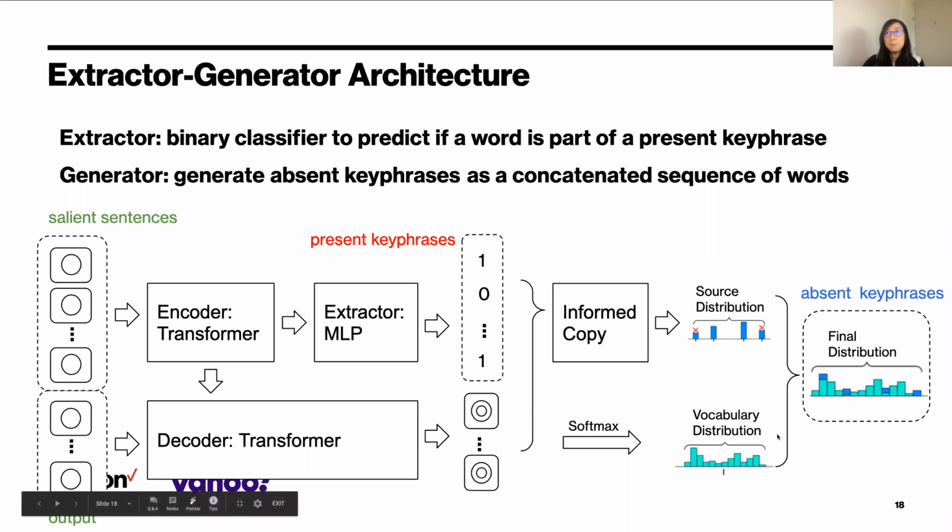When we sum up for the final distribution of an absent word, this word will not appear and will not be a candidate for generation. This way, we make sure that the absent key phrase generation will generate some new words, but not overlap with the present key phrase. And in a way, it also helps with diversity.